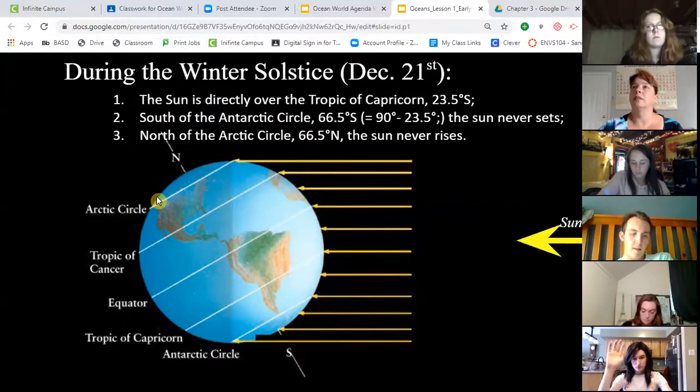Catherine? There's 0 hours of sunlight. Right, we have 24 hours of darkness. So in the winter above this line, which is called the Arctic Circle at 66.5 degrees north, there will be no sunlight during the northern winter.